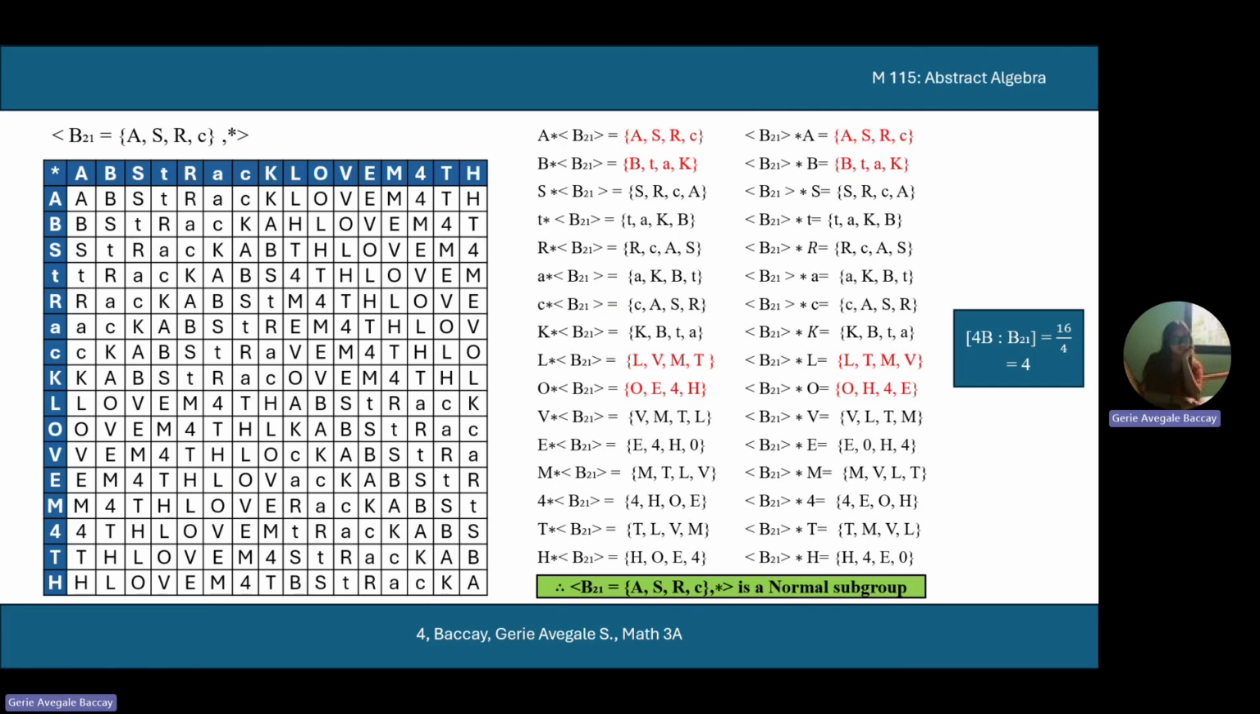And in getting the index of B sub 21, or the number of cosets for B sub 21, just simply divide the order of the largest group by the order of the subgroup B sub 21. So 16 divided by 4 is 4. And that's how we get the index, or the number of cosets, for B sub 21.